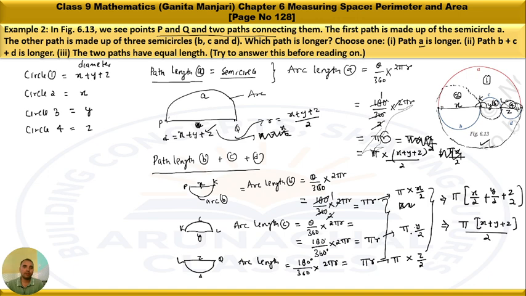Now you can see this result that path A is the result as pi upon 2 multiplied with x plus y plus z. When path B, C and D are added together, again we have got the same result. So we can see that the two paths have equal length. Option 3 is the correct answer. That two paths have equal length. So that is how we solve this question. Hopefully you have understood about it.